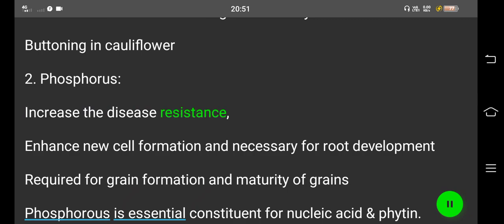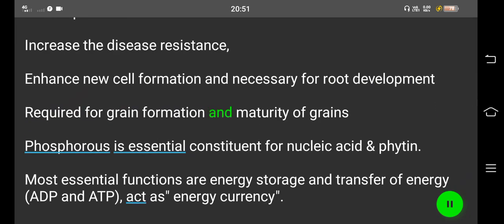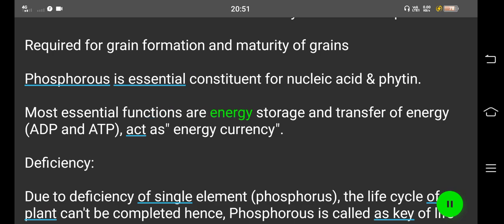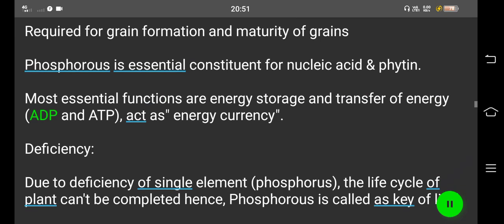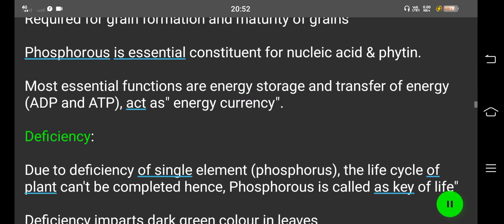2. Phosphorus. It increases disease resistance. It enhances new cell formation and is necessary for root development. It is required for grain formation and maturity of grains. Phosphorus is an essential constituent of nucleic acid and phytin. Its most essential functions are energy storage and transfer of energy; ADP and ATP act as energy currency.